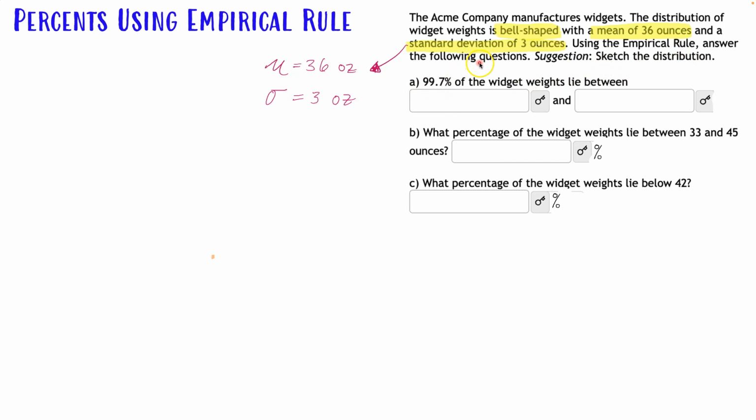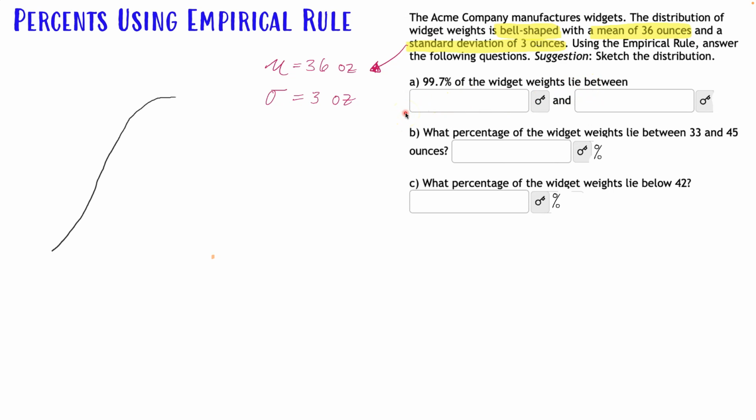Okay, so what I like to do with every word problem is write the important facts. So the important facts here were the mean is equal to 36 ounces and the standard deviation is equal to 3 ounces. The notation here is representing a population mean and standard deviation. So I'm making the assumption that it's a population since they didn't tell us that it's a sample.